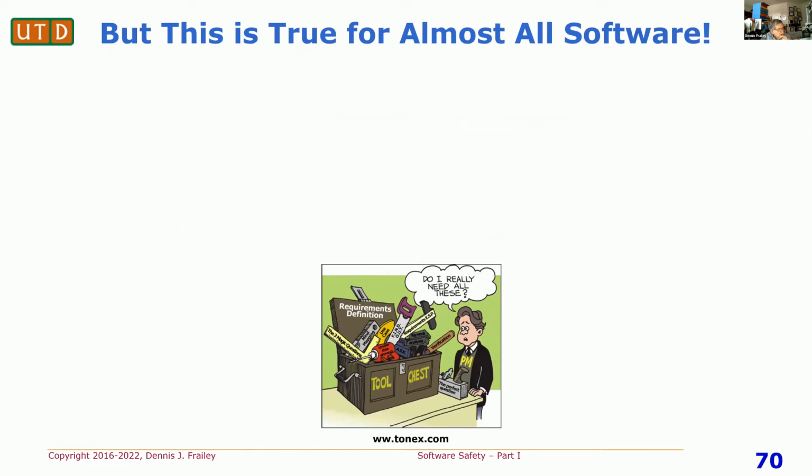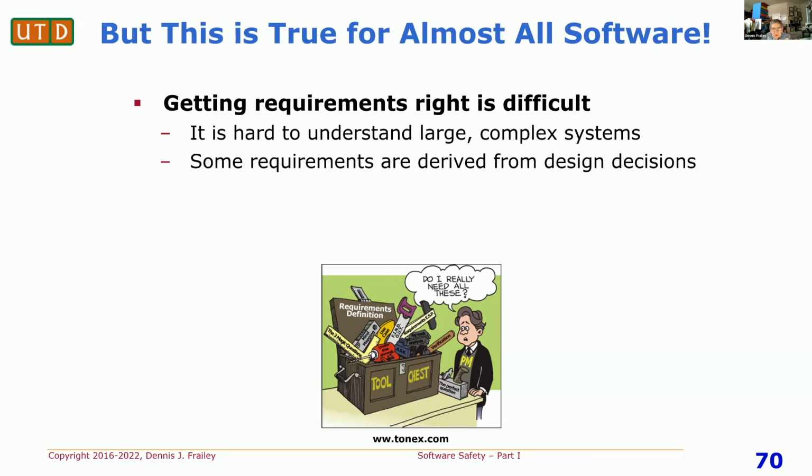Almost all software has a problem in the area of requirements. Getting requirements right is difficult, and most software developers don't particularly like doing it. They would rather be writing the code or designing the system. But it turns out this is really where most of the problems start. And it's especially true for large and complex systems.